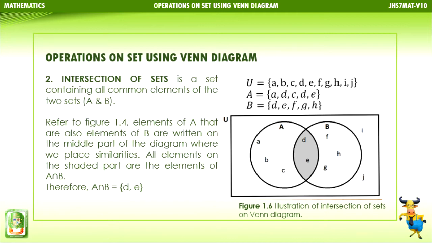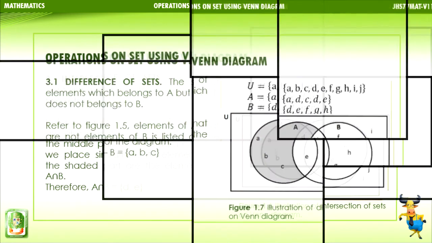2. Intersections of sets. It is a set containing all common elements of the two sets, A and B. Refer to figure 1.6. Elements of A that are also elements of B are written on the middle part of the diagram where we place similarities. All elements on the shaded part are the elements of A intersection B. Therefore, A intersection B consists of elements D and E.